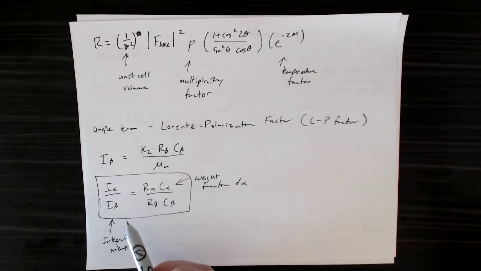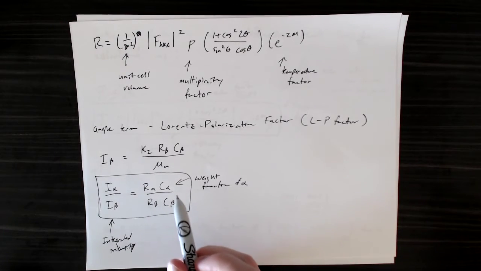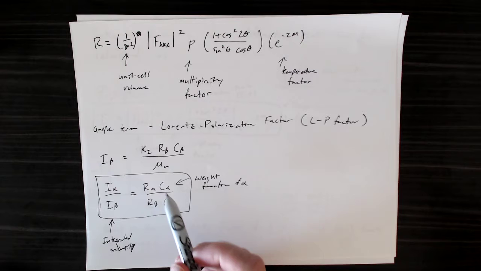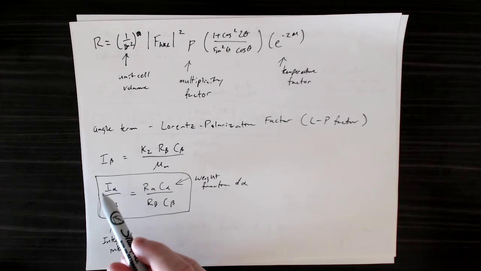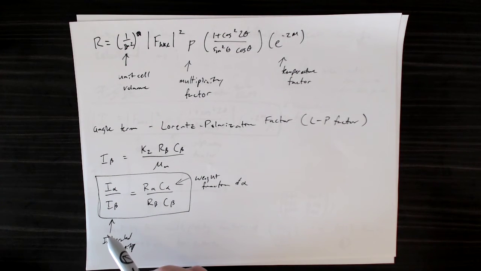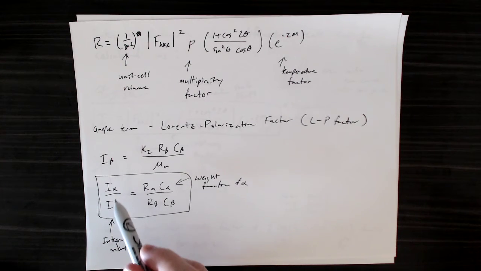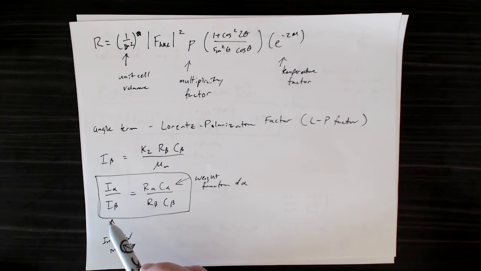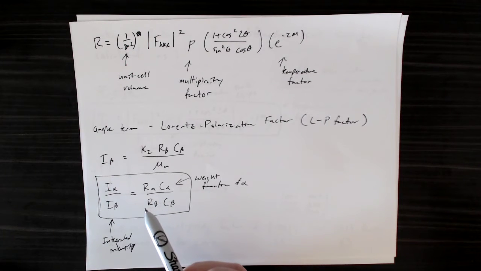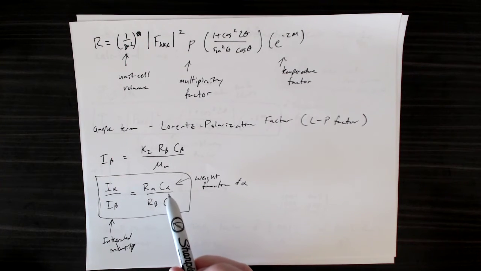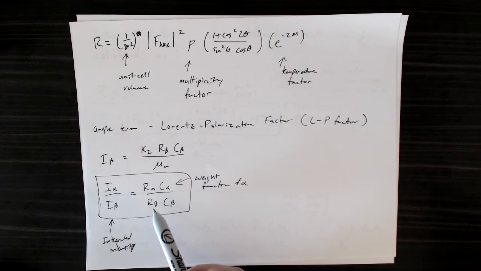So if our goal is to find the weight fractions, then we need to find the integrated intensities from our experimental peaks using our peak fitting software. We should be able to do that by this point. And then we need to be able to calculate these R terms.